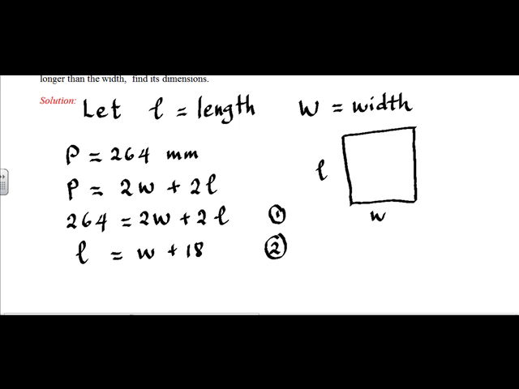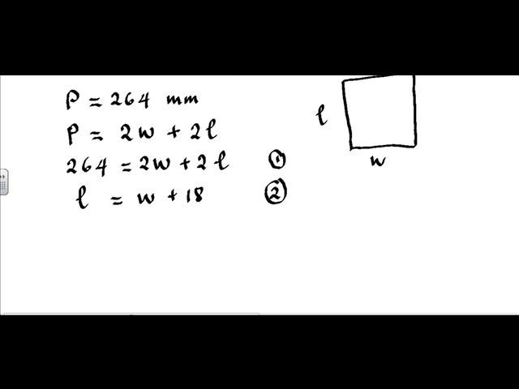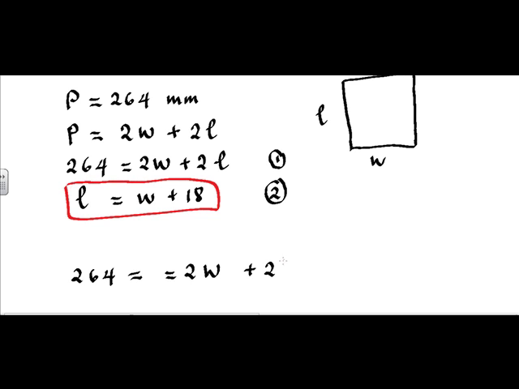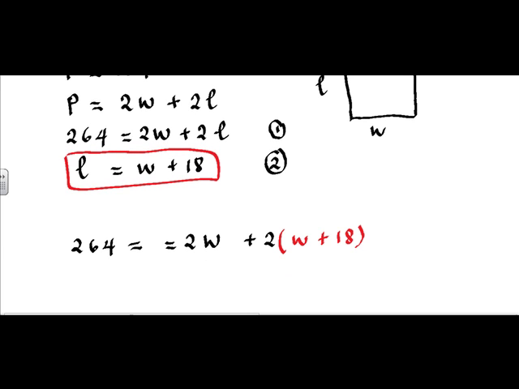Okay. So I'm going to take the L variable here and substitute inside this L here. So now let me rewrite the equation. 264 equal to 2W plus 2 times L. But L is what? L is equal to W plus 18. That is L. So now let's simplify this equation and solve for W.